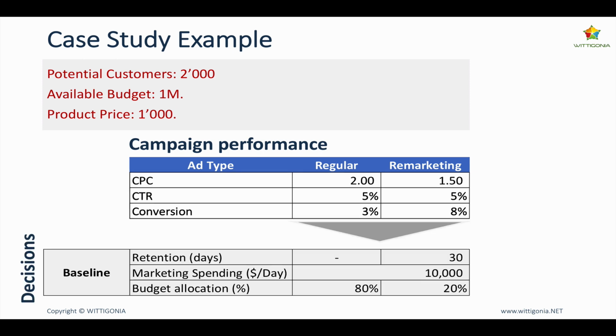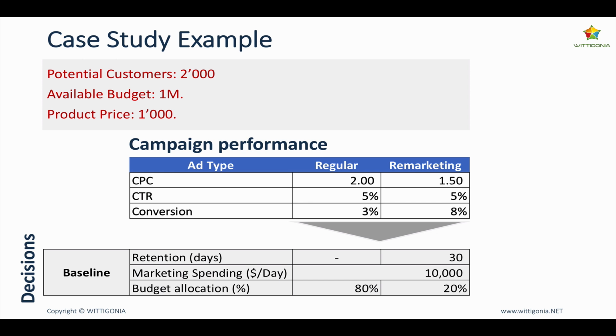Of course we can play with the retention days. As I mentioned before, we can change the retention period. Keep in mind that remarketing and setting retention flags also has an implication on your privacy policy, so make sure you have that figured out before you start your campaign. Now, let's say we would plan for spending about $10,000 per day, and we allocate the budget 80-20, meaning 80% on a day-by-day basis we are spending on regular ads and 20% on remarketing.